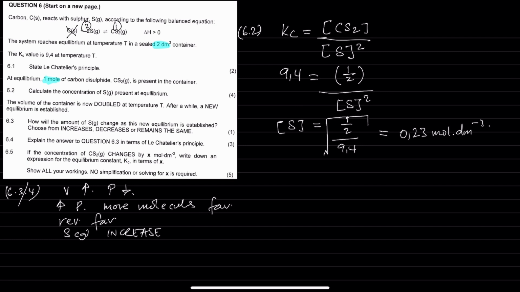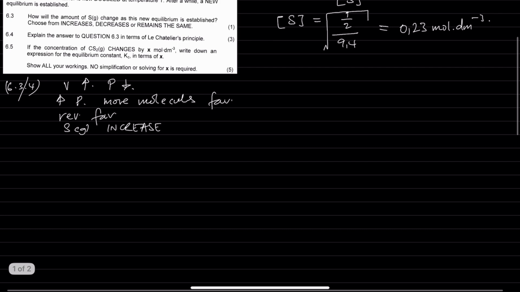Now let's take a look at question 6.5. It reads, if the concentration of CS2 gas changes by X moles per dm cubed, write an expression for the equilibrium constant Kc in terms of X. Show all your workings. All right, so what we'll do here is we'll construct our RICE table.